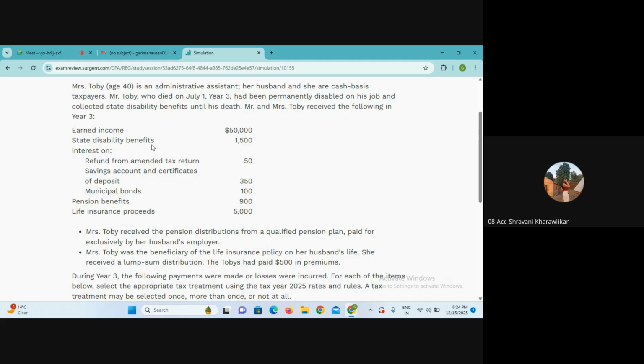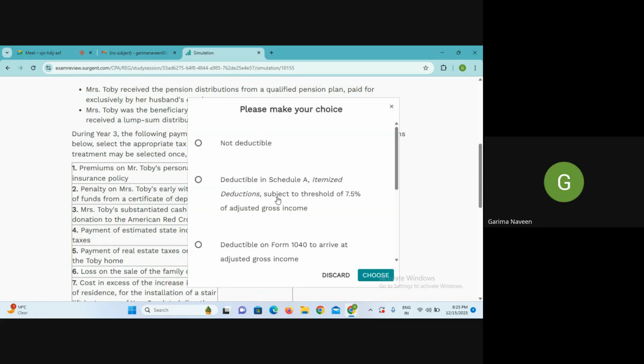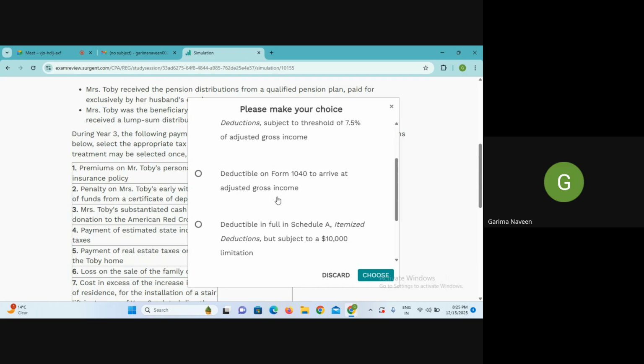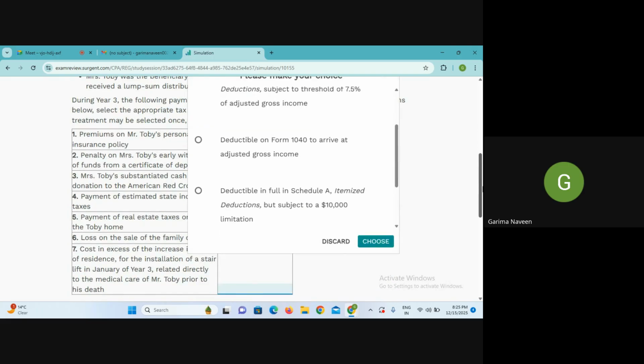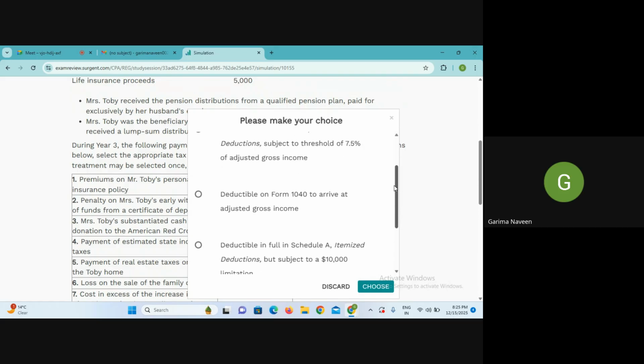Ma'am, can you show the next part? Yeah, sure. Ma'am, do we have any options in this or do we have to type? Yeah, we have options. You do not have to type anything except numbers in the simulations, even in exams. Either you will be given the options or you have to type only the number, not any theory part.